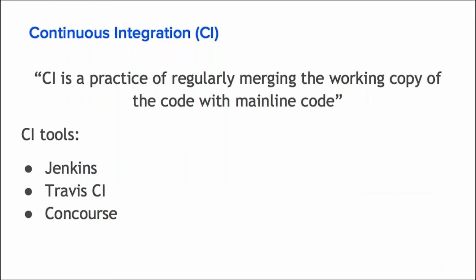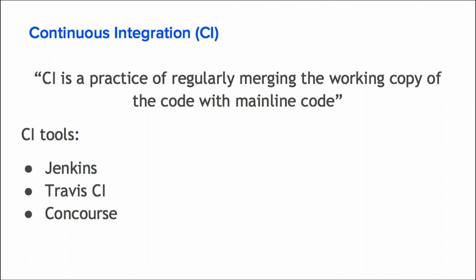Then we have continuous integration, using which we could regularly merge the working copy of our code with the mainline code, so that there's no surprise towards the end. For example, there are 10 developers working on 10 different features for a complete month, and towards the end of the month they come one day and try to merge all of that code base together and then deploy the application. That's going to be a failure. If not, it's going to take a lot of time to merge all the code.